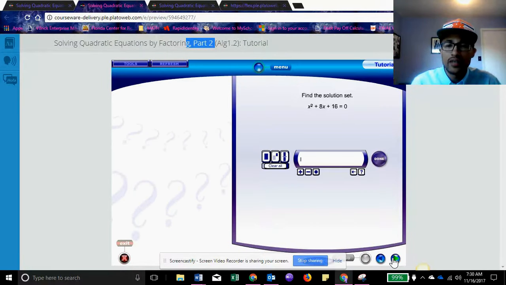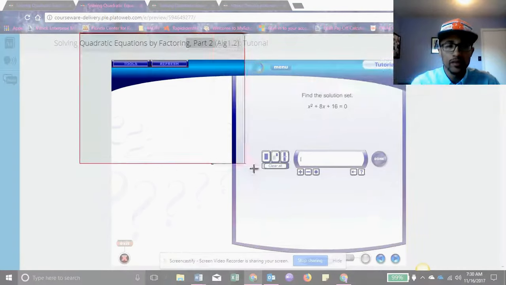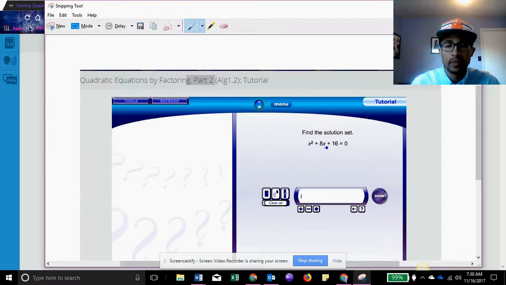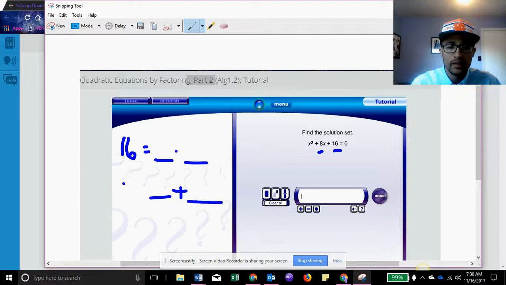So let's skip to one that's a little harder. Oh my goodness, that doesn't have parentheses. So we have to factor it, which we've already done. We've been factoring earlier, just a little bit. With factoring, you have to think of two numbers that multiply to be 16, but they have to add to be 8.